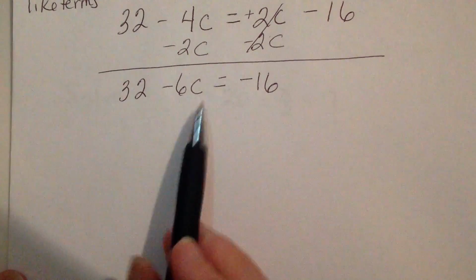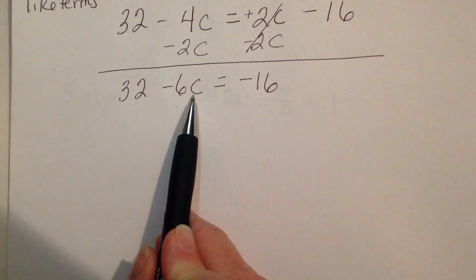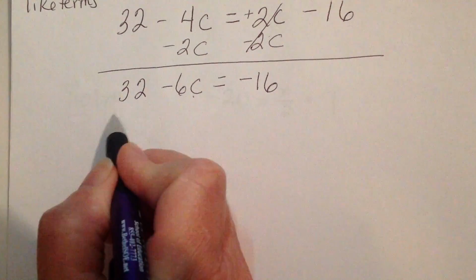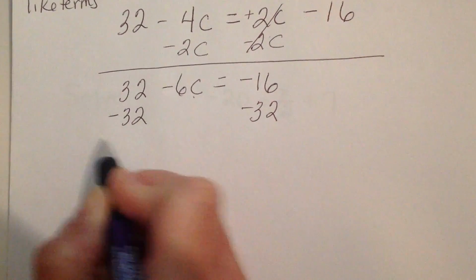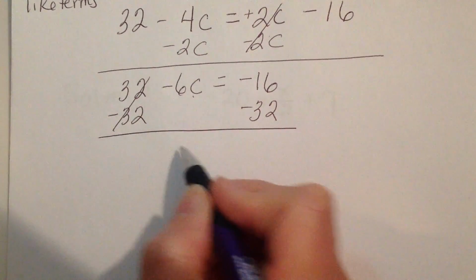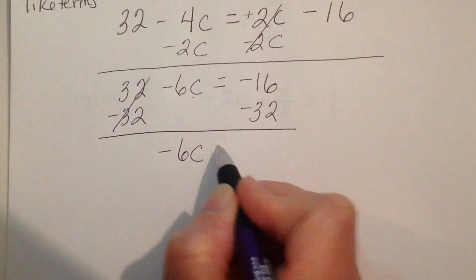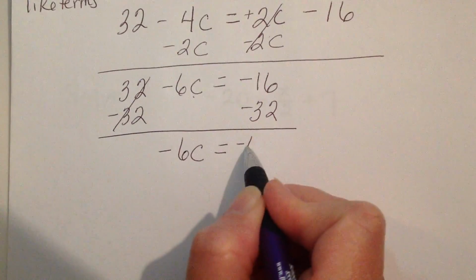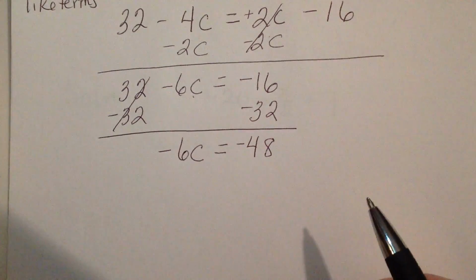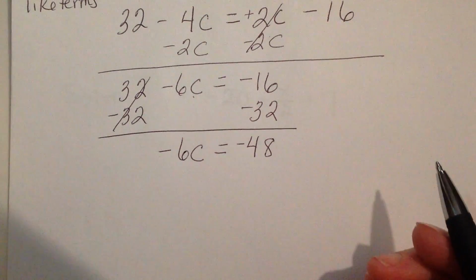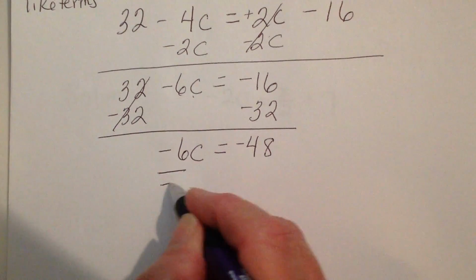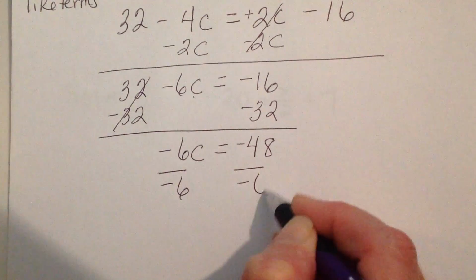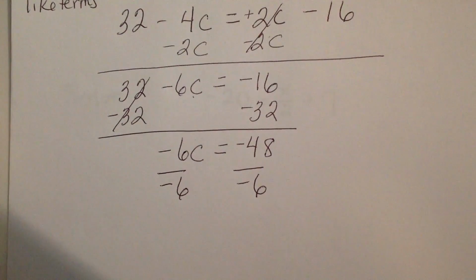Continue solving for C. Isolate your variable term. So I need to subtract 32 from both sides. So I end up with negative 6C equals negative 48. Continue solving. Let's divide both sides by negative 6.